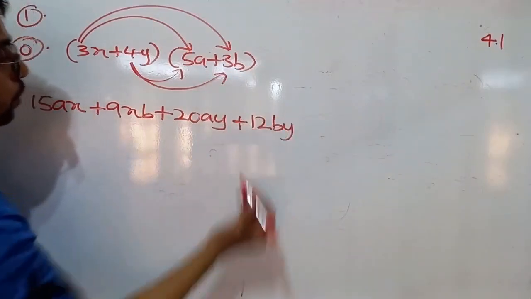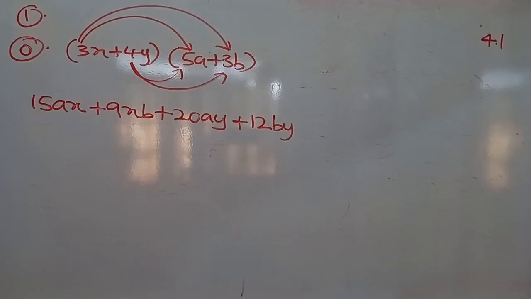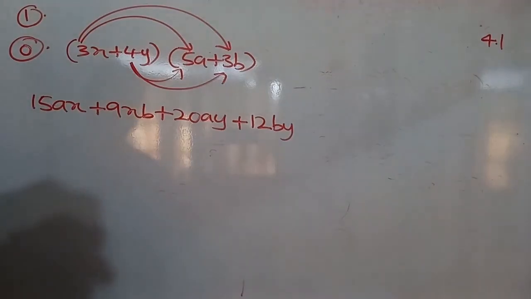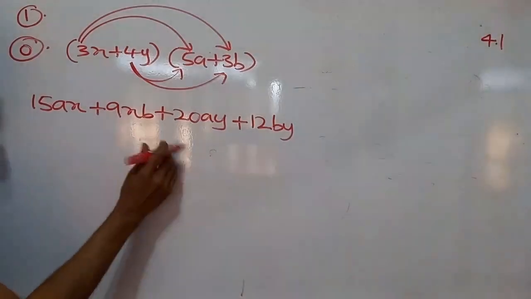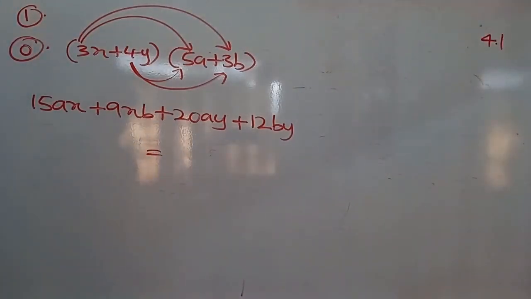12b, that is also positive. So if we take a look at the four terms, there are no like terms. So this is the answer. Right, so that is the end of question 1, exercise 4.1.